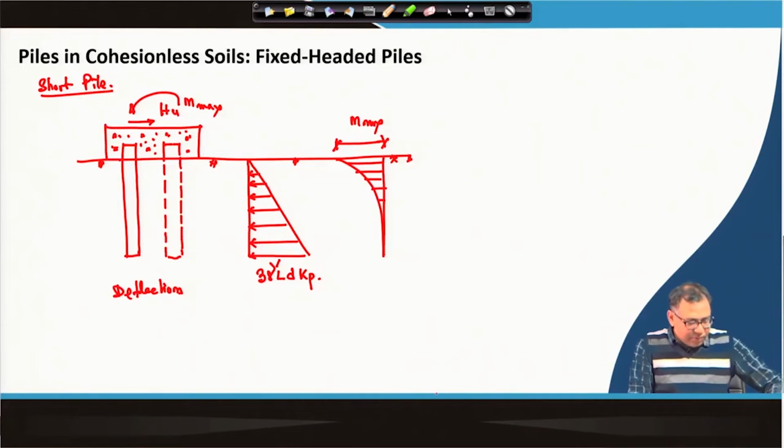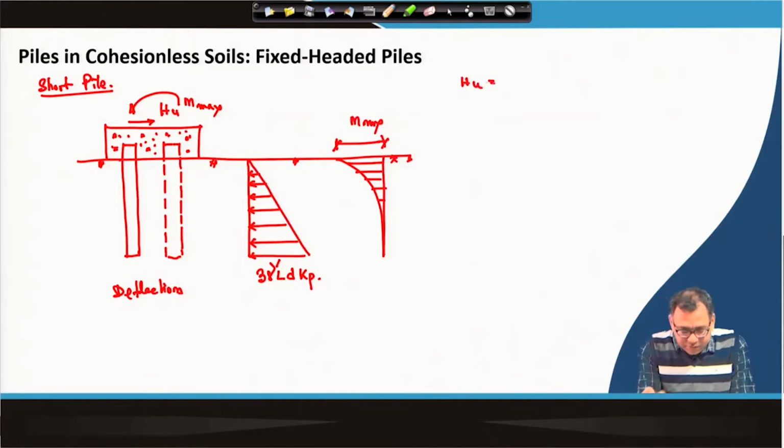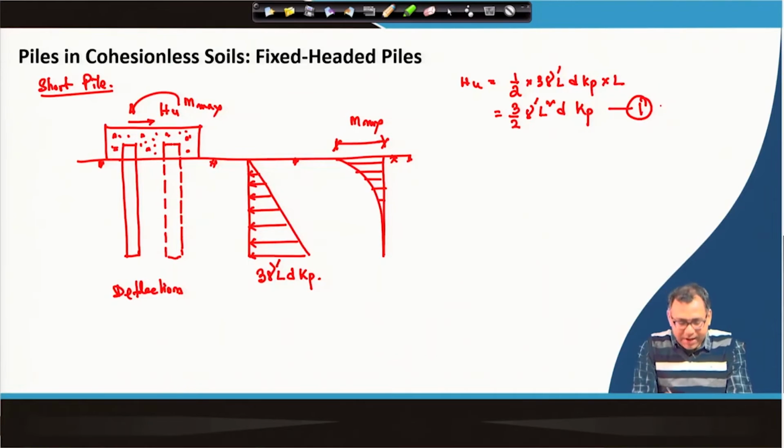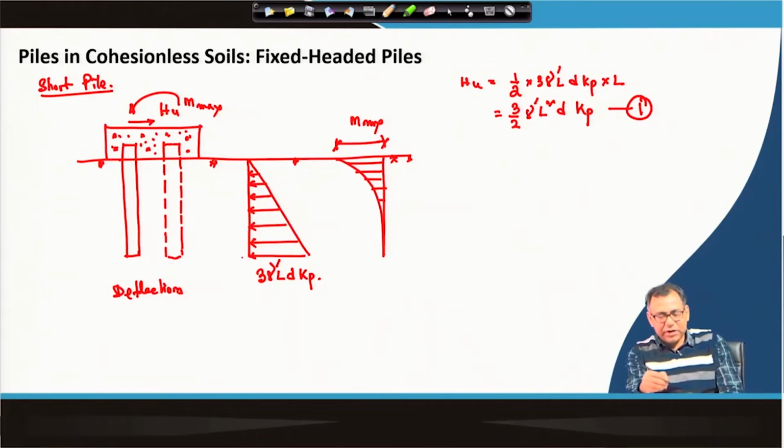Okay. So, now what are the equations? Now, for the short piles we have to determine the Hu again. So, Hu will be equal to this total resistance. So, this will be half into 3 gamma dash L d K p into L. So, Hu will be 3 by 2 or 1.5, so I am writing 3 by 2 gamma dash L square d K p. So, this is equation number 1.